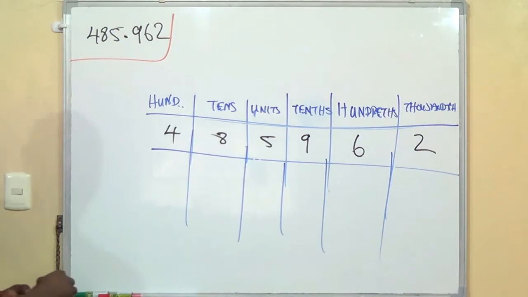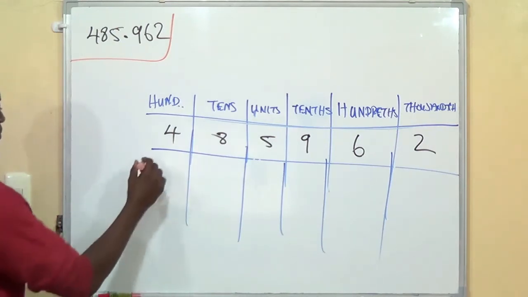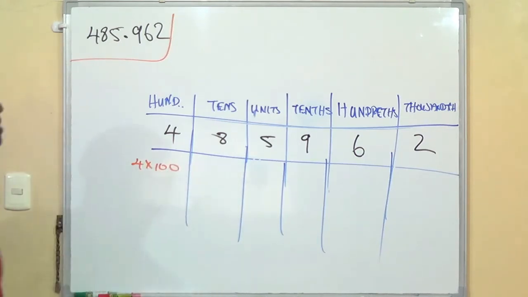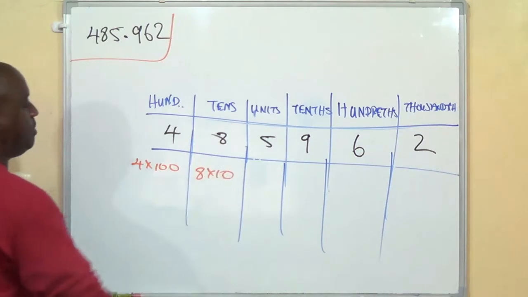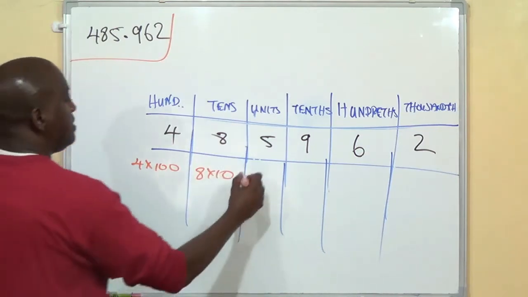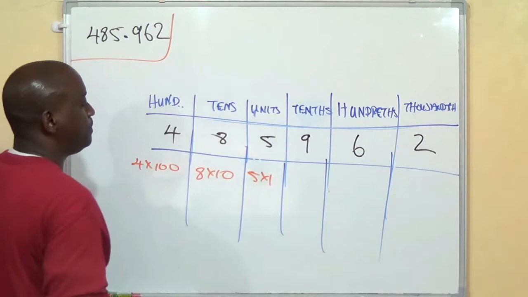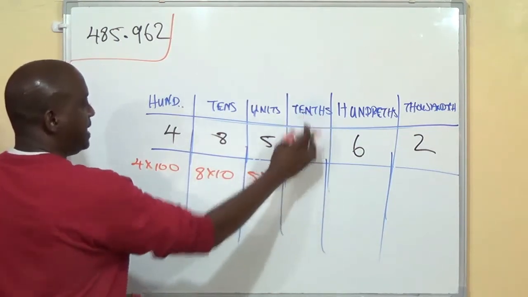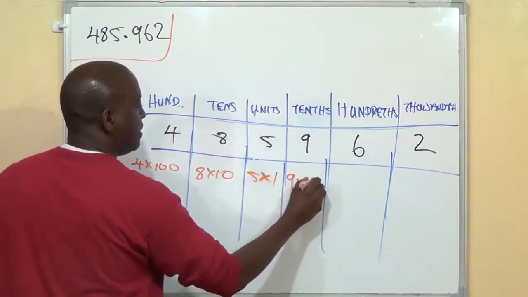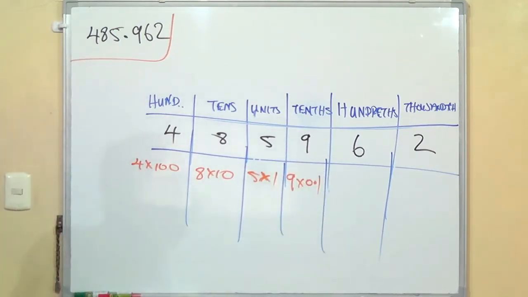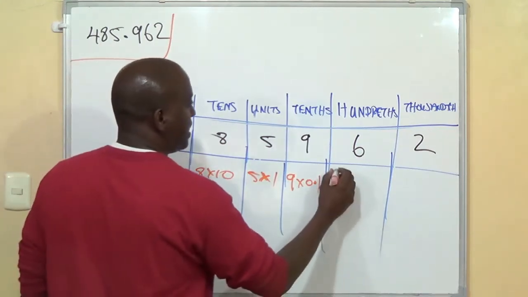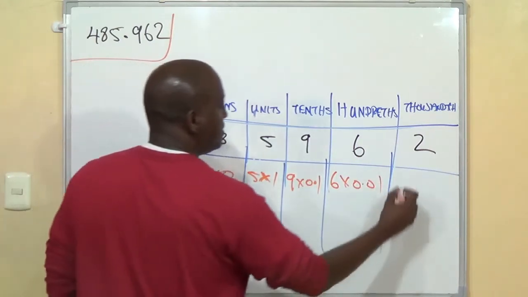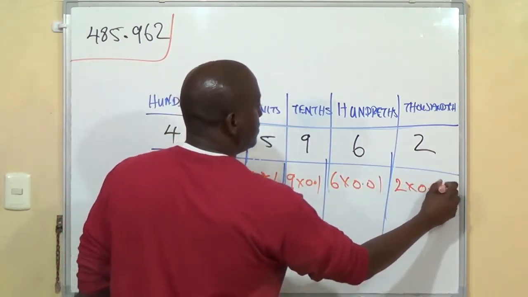4 hundreds is the same thing as 4 multiplied by 100. 8 tens is the same thing as 8 multiplied by 10. 5 units is the same thing as 5 multiplied by 1. 9 tenths is the same thing as 9 multiplied by 0.1. 6 hundredths is the same thing as 6 multiplied by 0.01. And 2 thousandths is the same thing as 2 multiplied by 0.001.